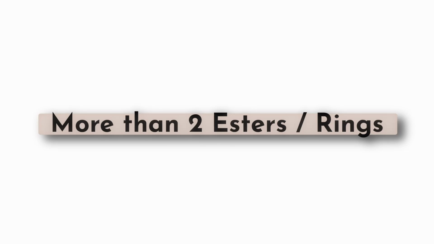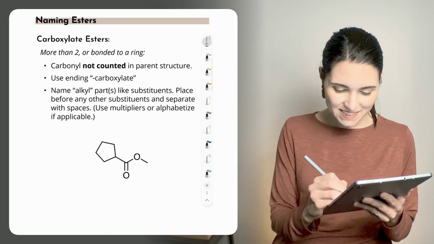So when I was recording this section, I accidentally totally skipped the next page. So you will have to look at this lovely still frame of my face while I explain to you how to name molecules where you've got more than 2 ester functional groups, or the carbonyl of the ester functional group is bonded to a ring. And just like many of the functional groups we've seen before this, the carbonyl carbon in these cases is not counted in the parent structure. Then we are going to use the ending carboxylate.